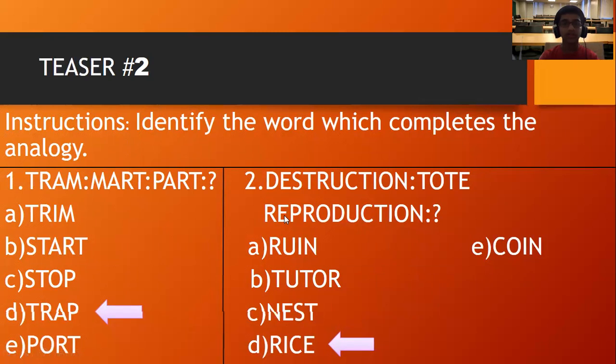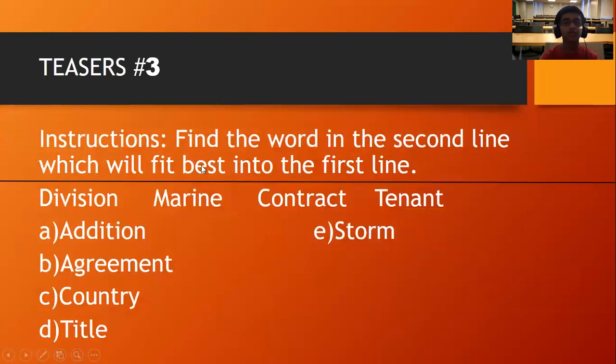Now moving on to teaser number 3. Instructions. Find the best word in the second line, which will fit best into the first line. So the first line is division, marine, contract, tenant. Now the second line is A, addition, B, agreement, C, country, D, title, or E, storm. Now, like I said, if you want, you can pause the video to try it out. But otherwise, I'm directly going to give you the answer, which is D, title.